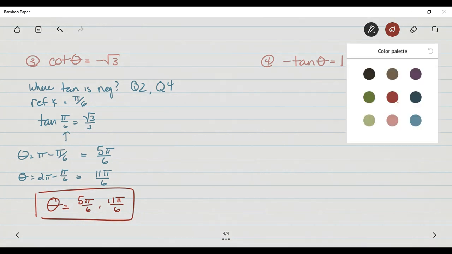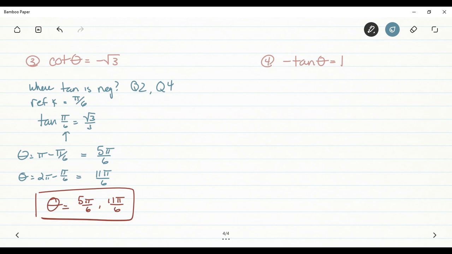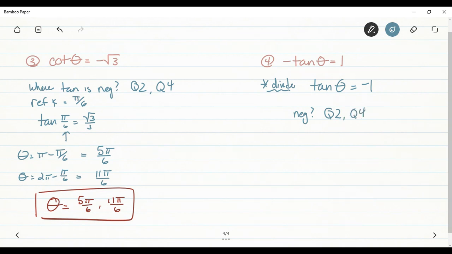Okay, the last example for this type of question, first you need to divide. You can't evaluate a trig function unless it is all by itself. So we really want to evaluate the tangent where it is -1. So you must divide first. So now we're looking for where this is positive, I'm sorry, negative. And tangent is negative in quadrant 2 and quadrant 4. What's your reference angle? And it is pi over 4.